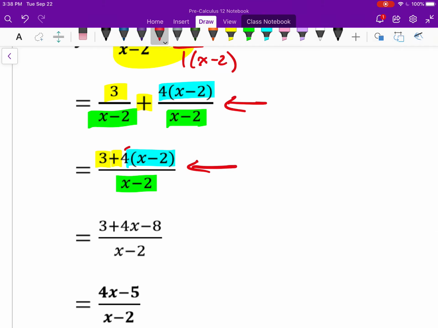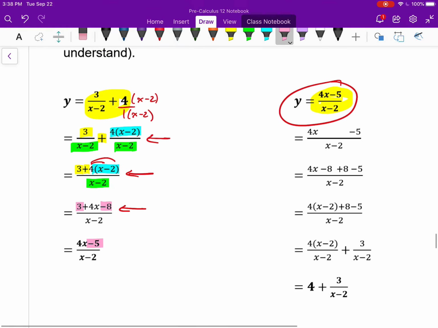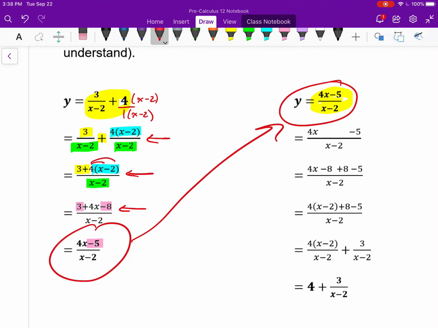Then I distribute the 4, which leads me to this. Then I collect these two like terms, 3 minus 8 or negative 5, and voila. What we have here, I've now proved is the same thing here. So all I've done so far is prove to you that I wasn't lying, that these two equations are equivalent. But how can you go backwards from here to here? That's not something you would have done before, and that's what I'm doing right here.